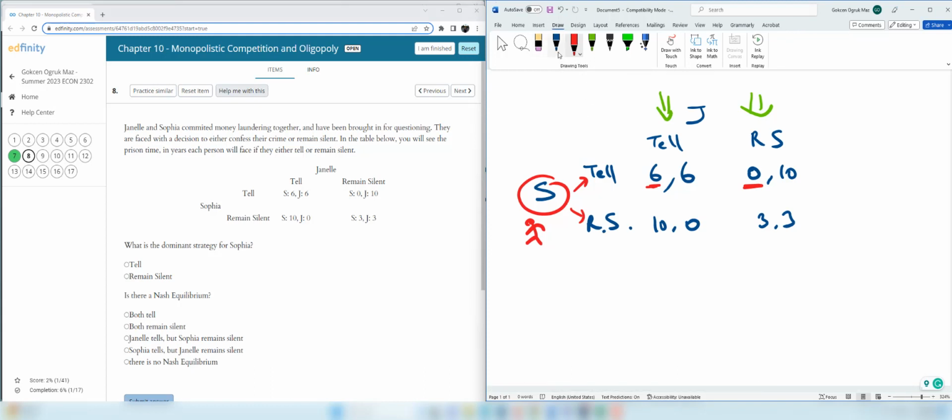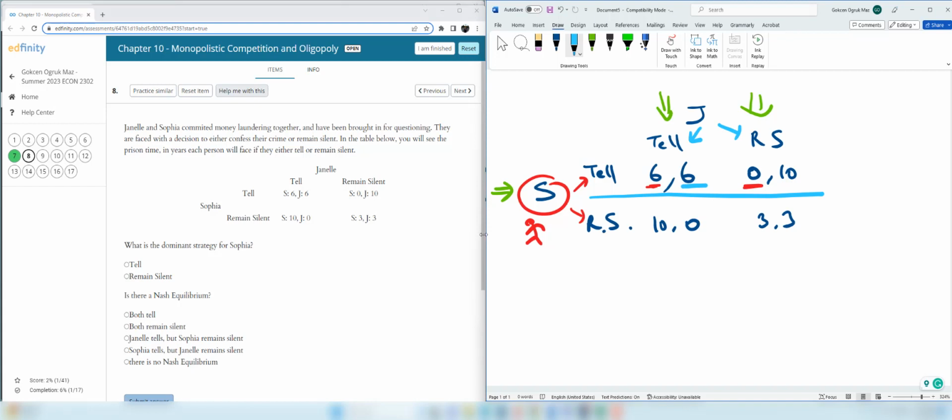And now Janelle knows that Sophia has two strategies. If Sophia tells, we need to find out what is the best response for Janelle. If Sophia chooses this road, Janelle needs to compare either to get 6 or 10. 6 is better than 10, therefore Janelle chooses 6.